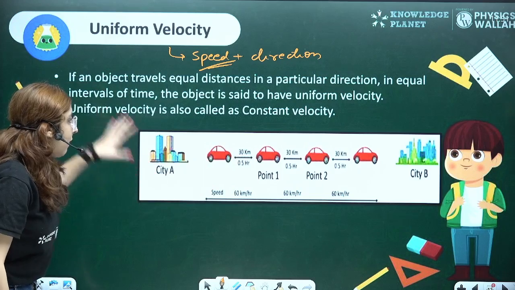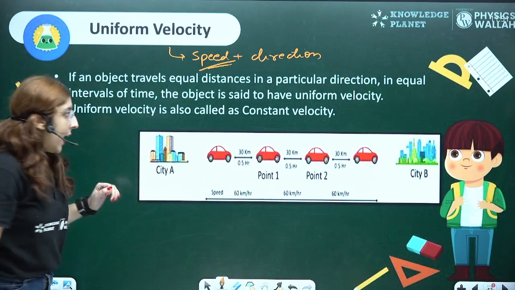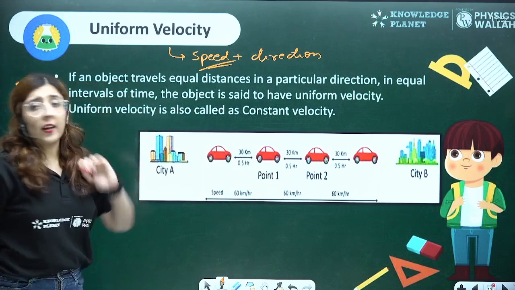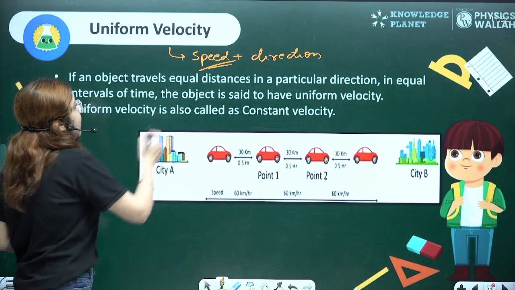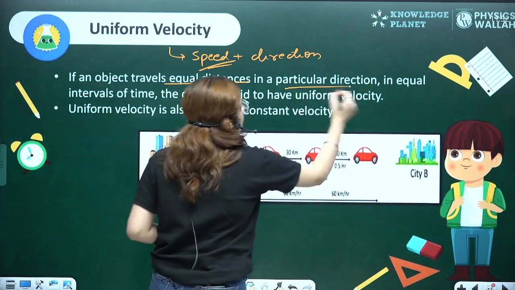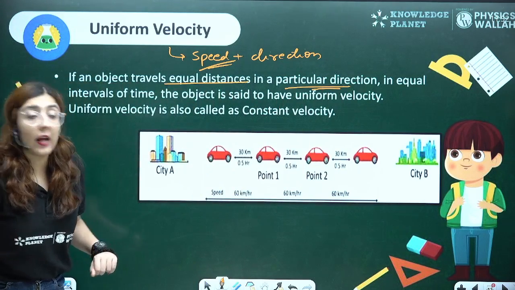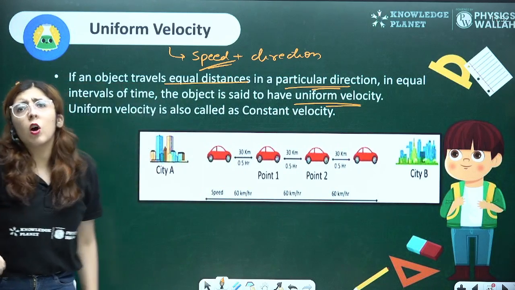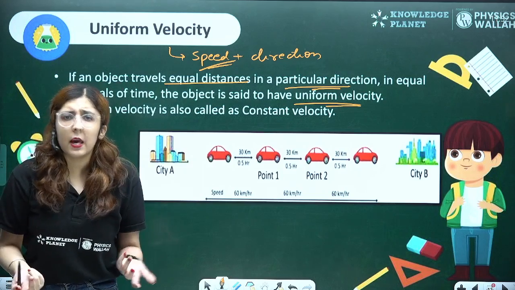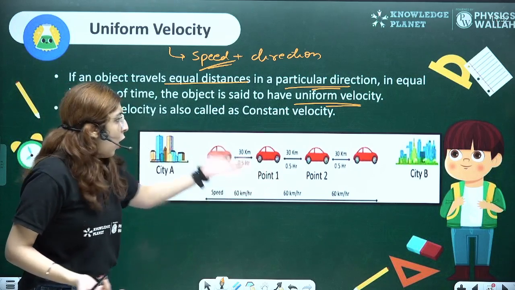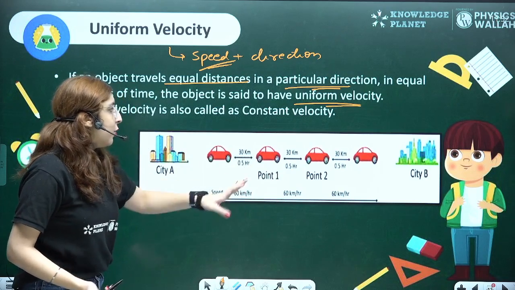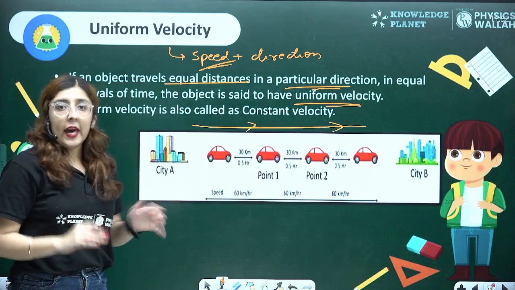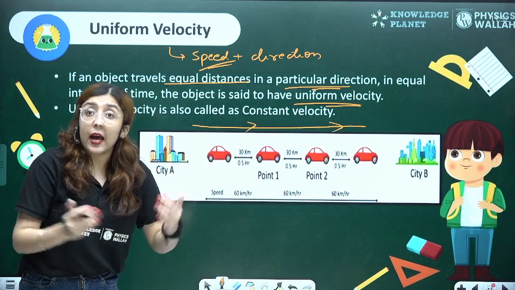A car is moving from city A to city B, covering 30 kilometers in every 0.5 hour, not changing the direction also. So if an object travels equal distance in a particular direction in equal intervals of time, certainly it will have uniform velocity, also called constant velocity. Pretty much the same. Velocity is not changing. In every scenario you are going to say that okay, the direction is also the same.